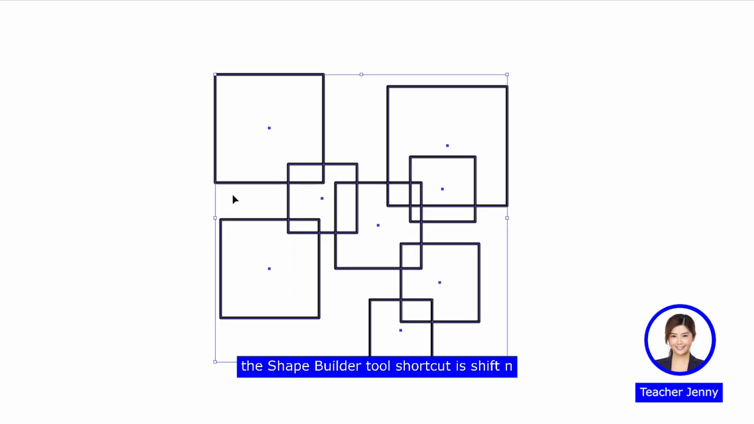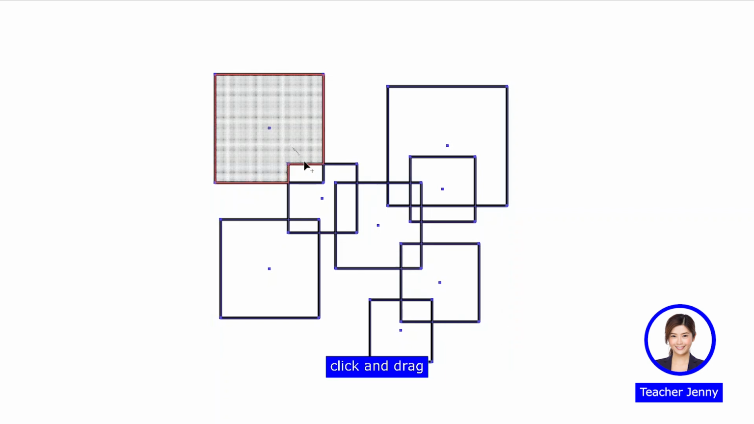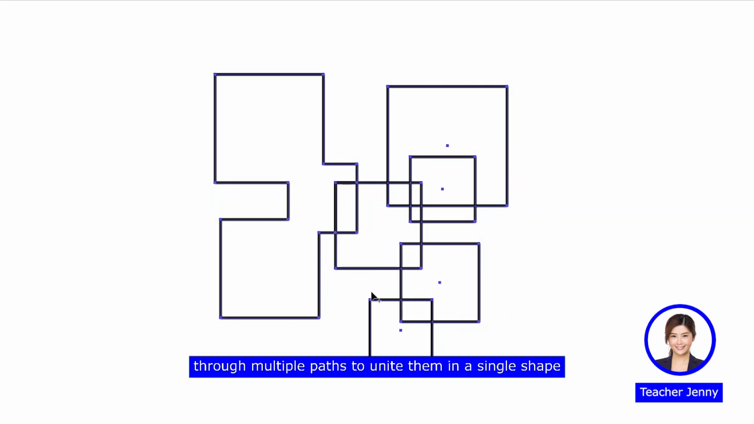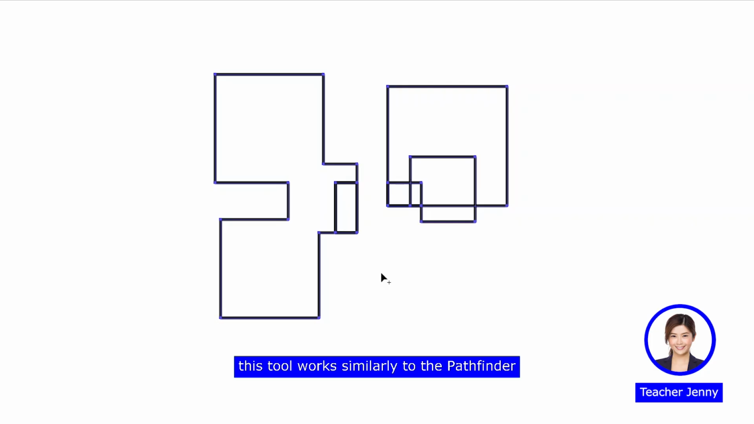The Shape Builder tool, shortcut is Shift-N. Click and drag through multiple paths to unite them in a single shape. Hold Alt and drag to delete paths. This tool works similarly to the Pathfinder.